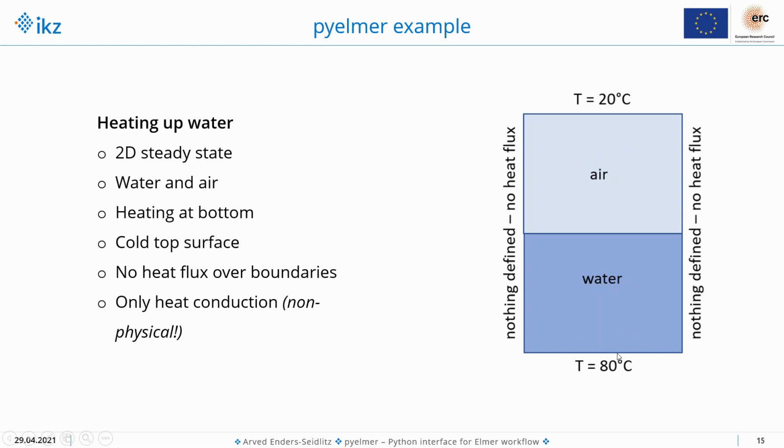We have a heating at the bottom with a temperature of 80 degrees Celsius, at the top 20 degrees Celsius. There won't be any heat flux over the boundary, and I will consider only heat conduction, which is actually not that physical but makes the case easier to understand.